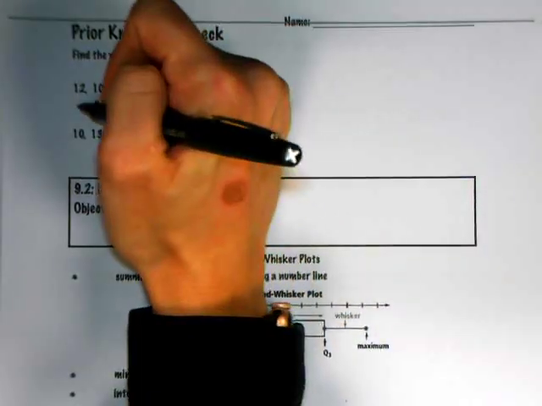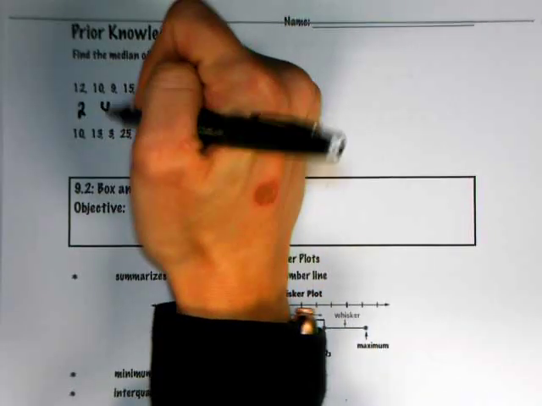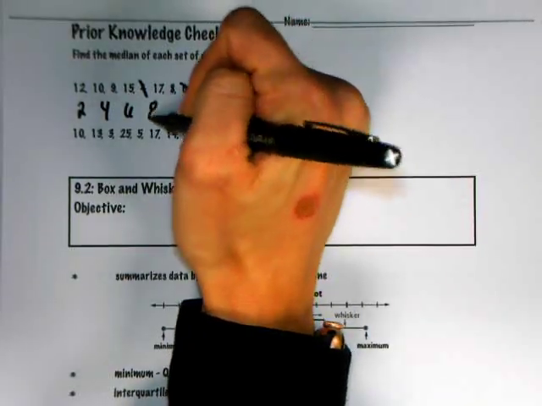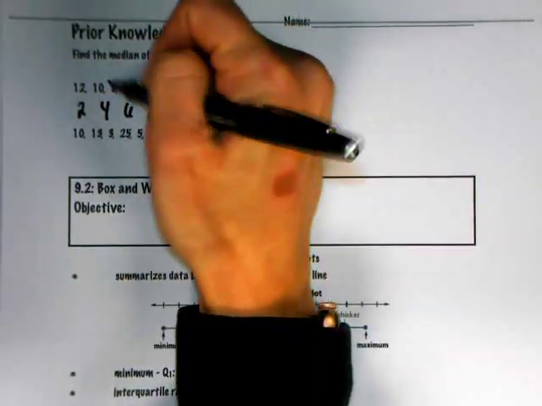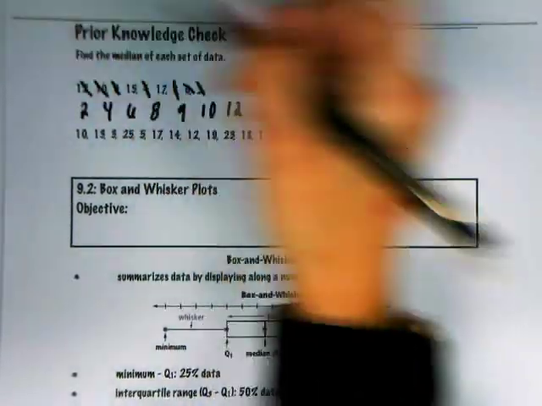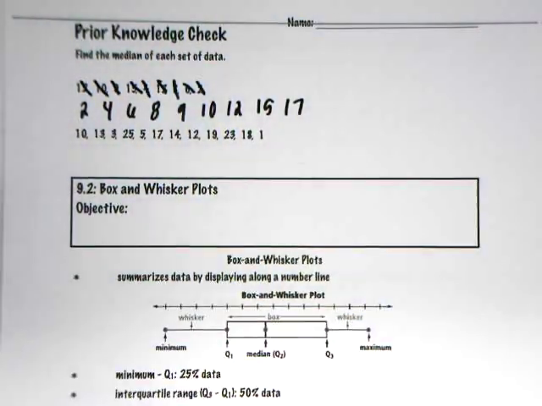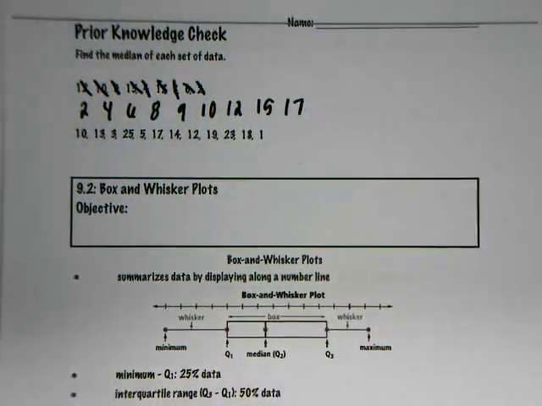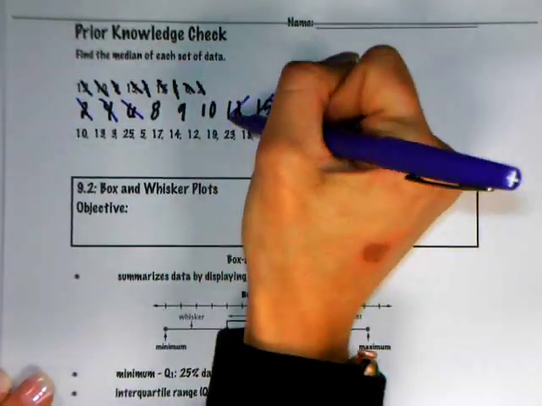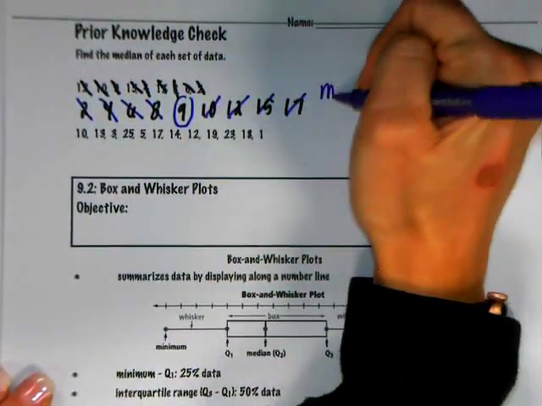So you need 2, 4, 6, 8, 9, 10, 12, 15, 17. Okay, and then you start crossing out each side. Okay, and then this one has a center, so the median is going to be 9.